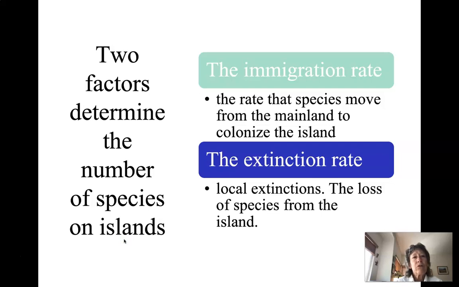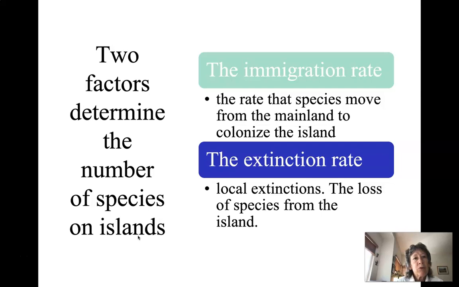Two factors determine the number of species on an island. One is the immigration rate. That's the rate that species move from the mainland to colonize the island. The other factor is the extinction rate. And in this case, we're talking about local extinctions, extinctions that are specific to the island in question.